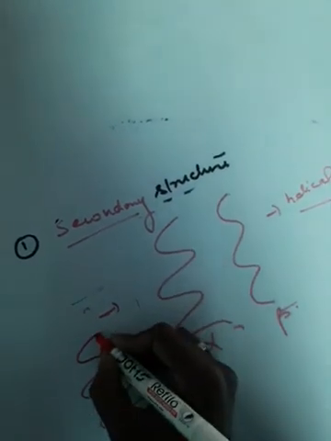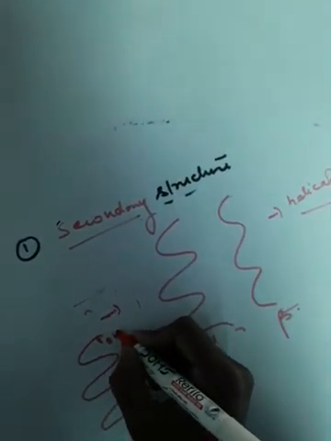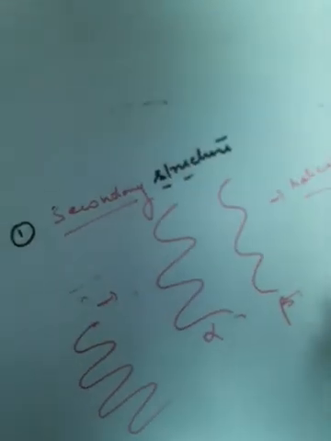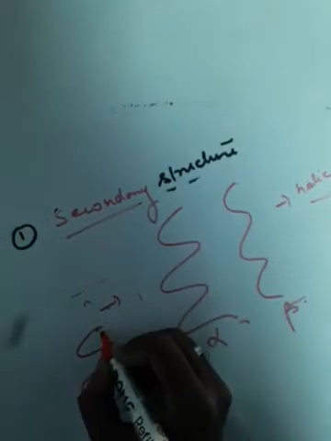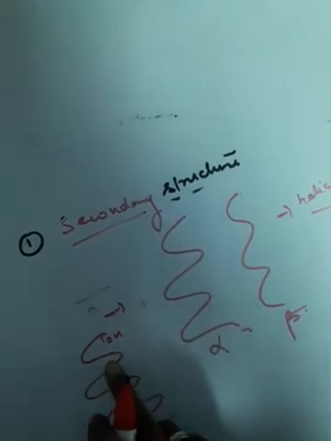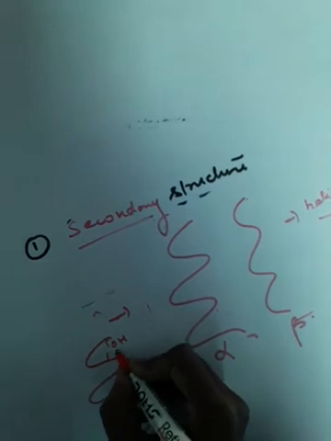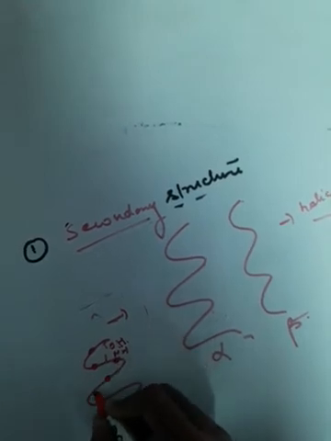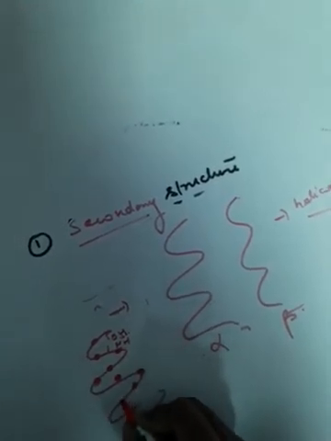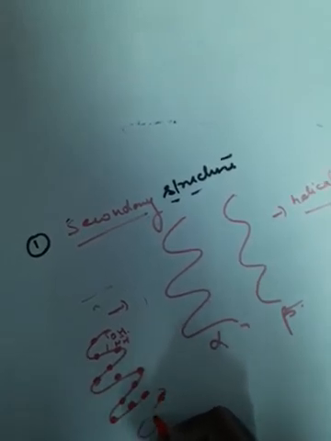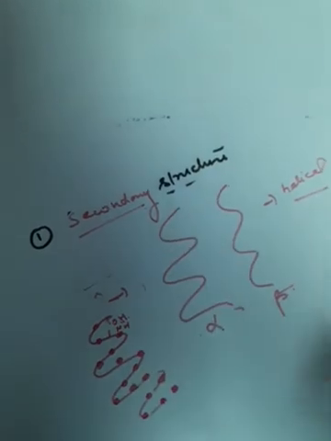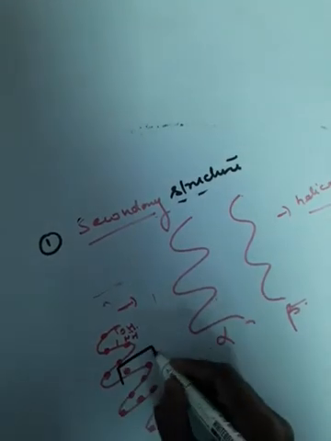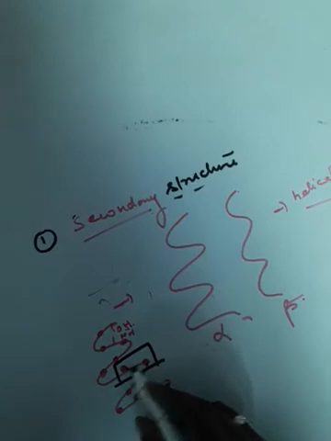What happens here is that hydrogen bonding is present in this protein. Suppose one amino acid contains OH and another NH, so the interaction will be between them. These are the amino acids, and I will cut this part.